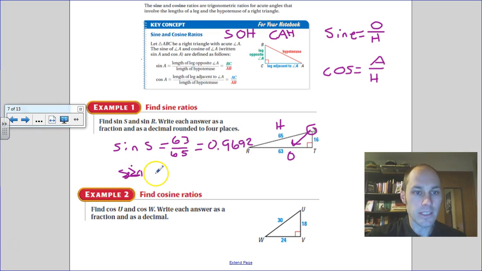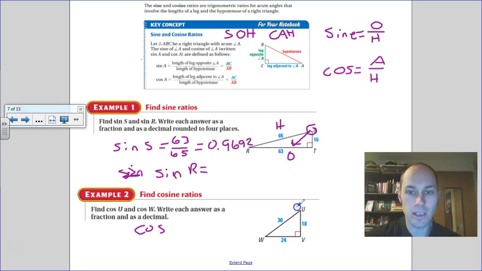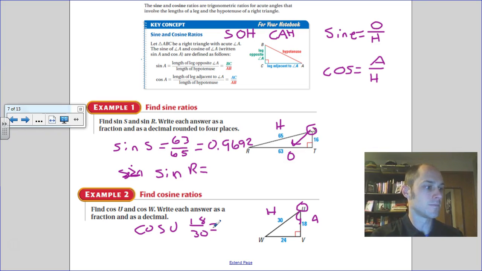Okay, I'll ask you to find the sine of R. And then let's take a look at cosine. Cosine of U. Cosine is adjacent over hypotenuse. So if I'm looking at U, adjacent would be 18, and hypotenuse would be 30. So cosine of U is 18 over 30. And when I divide that one, I get 0.6.